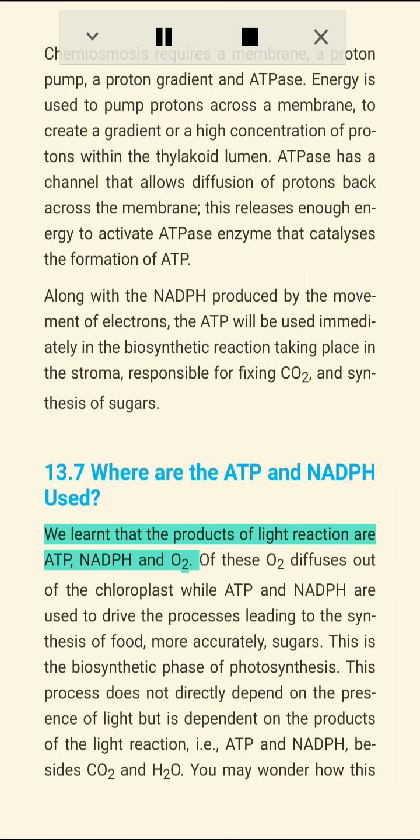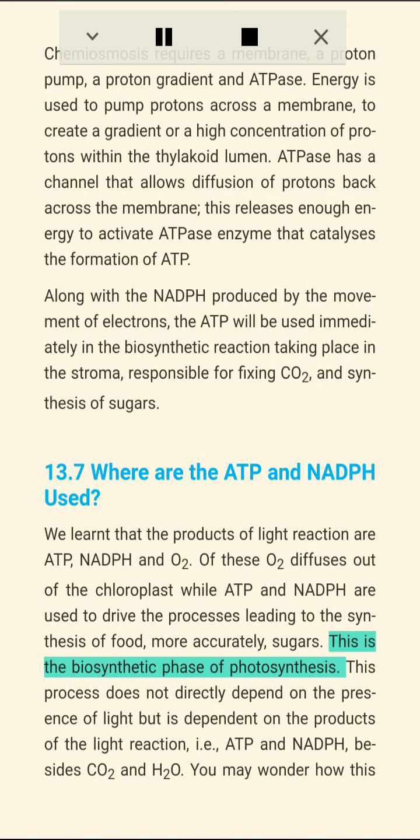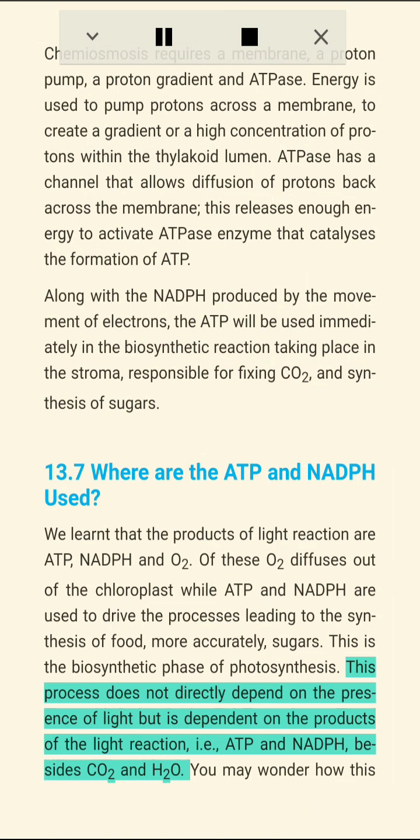13.7 Where are the ATP and NADPH used? We learned that the products of light reaction are ATP, NADPH, and O2. Of these, O2 diffuses out of the chloroplast while ATP and NADPH are used to drive the processes leading to the synthesis of food, more accurately, sugars. This is the biosynthetic phase of photosynthesis.